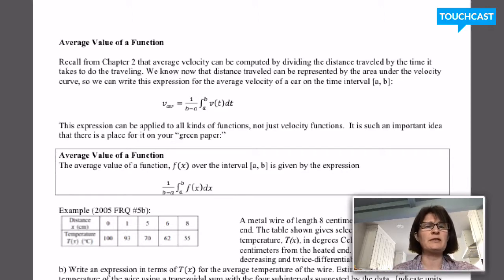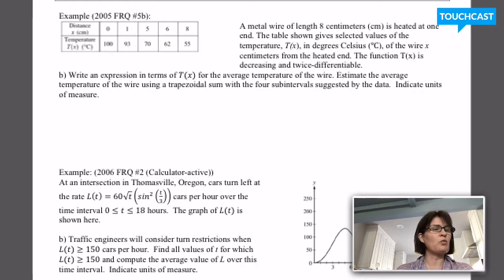So let's take a look at this first example. I think we've seen this wire problem before. I have a metal wire, and right here there's a heat source, and then the wire is coming out. So the wire is hotter near the heat source, and down here, 8 centimeters away, it's cooler. We've been asked to write an expression in terms of T of x, where T of x stands for the temperature of the wire as a function of how far away from the heater it is. So write an expression using T for the average temperature of the wire.